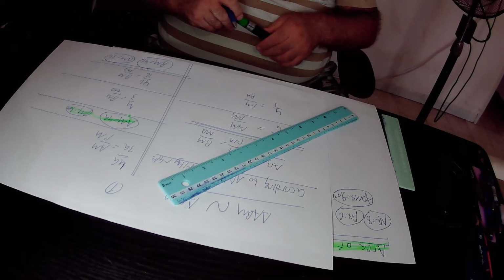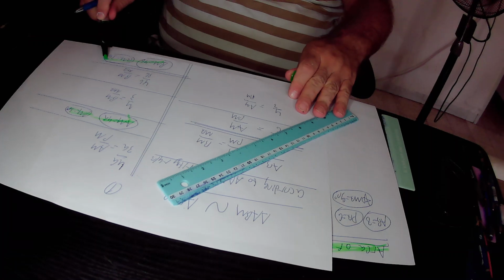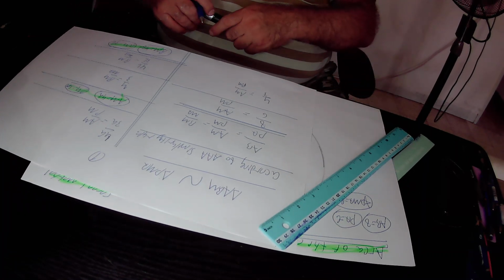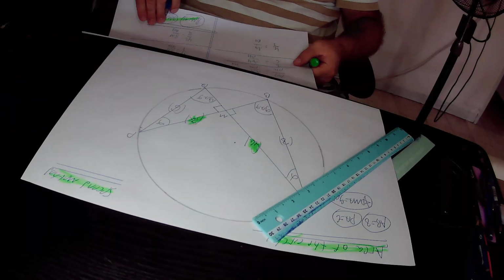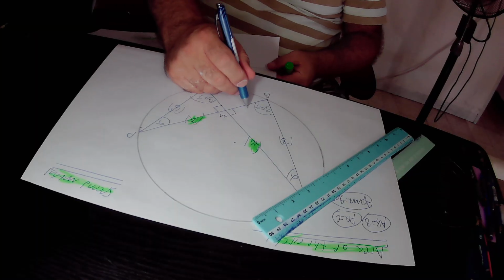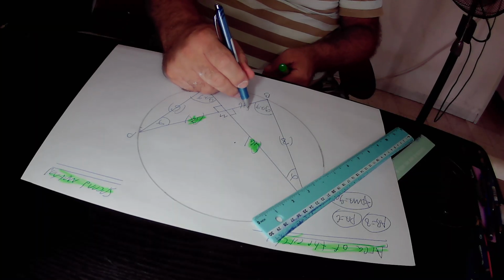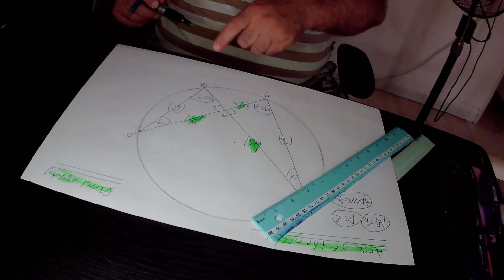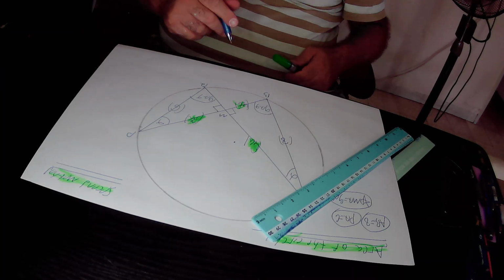So we should all know that if BM equals 4B, then MQ must be equal to 3B.